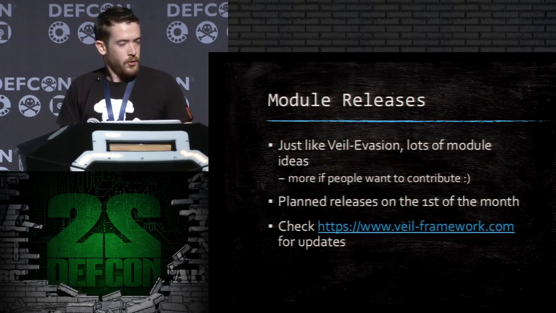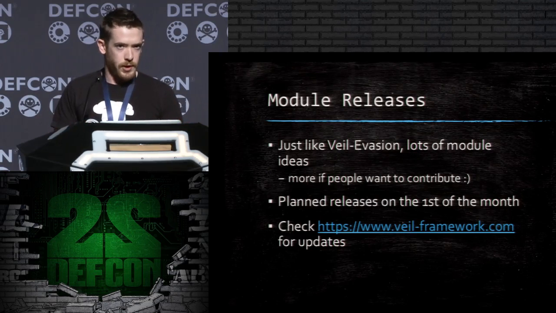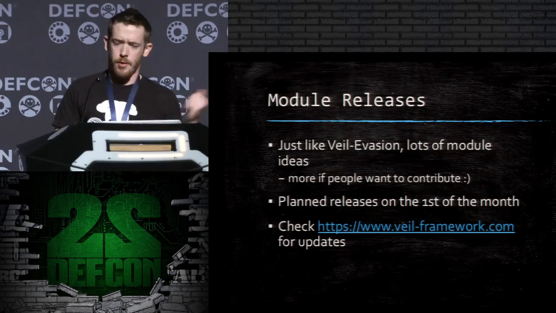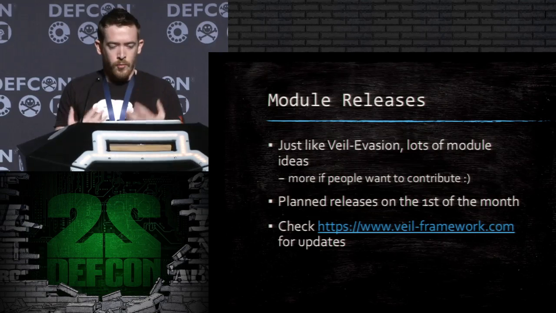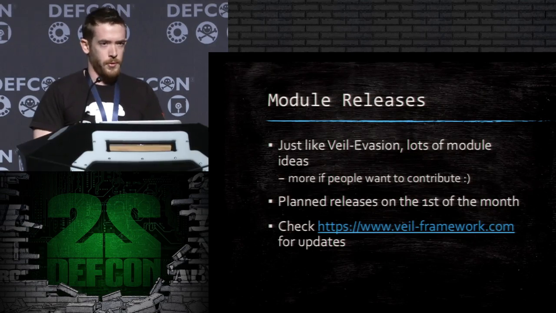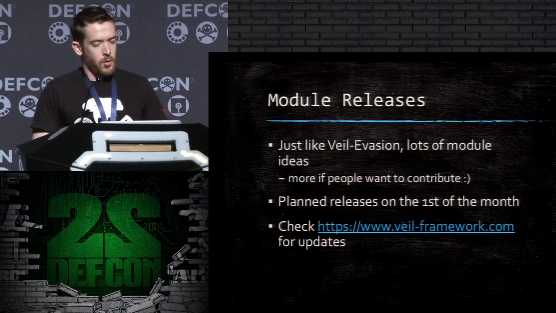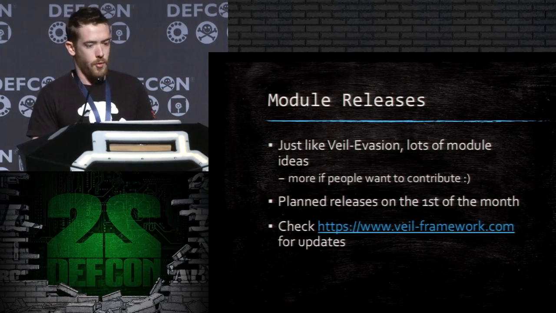A few last things: module releases. With Veil-Evasion, we have something called V-Day, where on the 15th of every month since last September, we've released at least one new payload module. For Pillage, the plan for at least a few months is to release at least one new post-exploitation module on the 1st. This is going to be pushed to the GitHub, which I'll have at the end, and also check veilframework.com for updates.